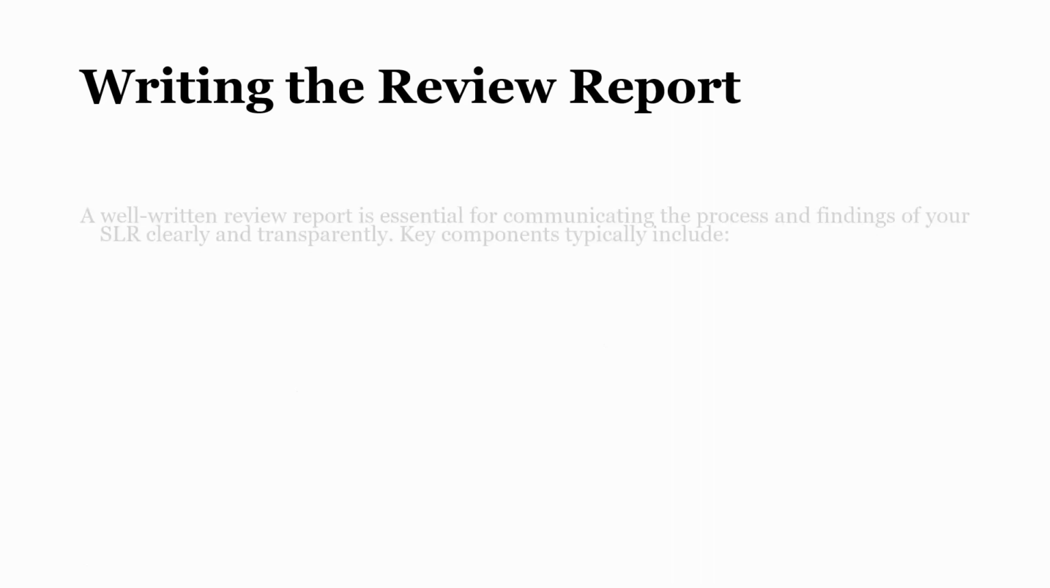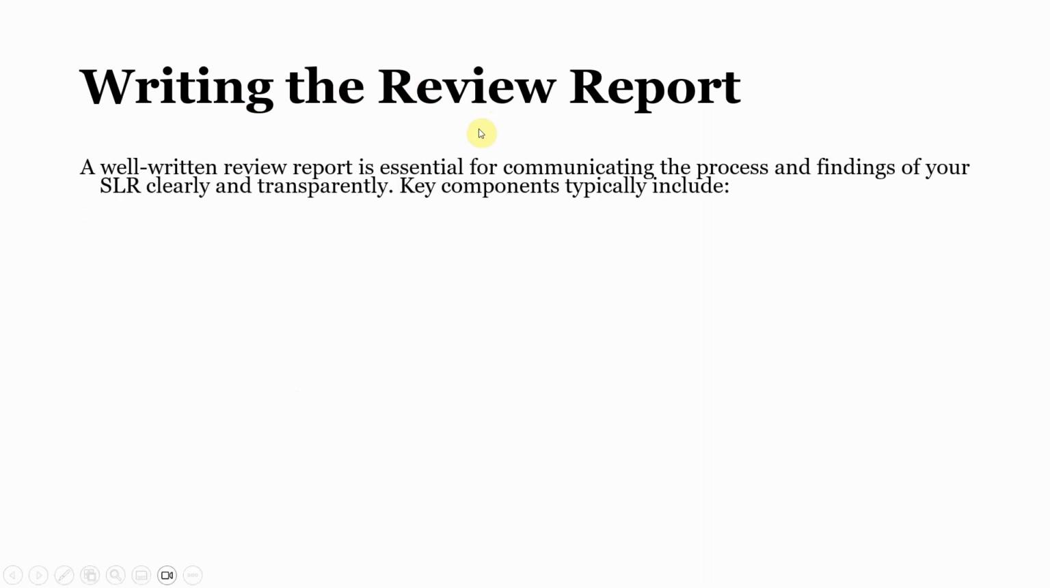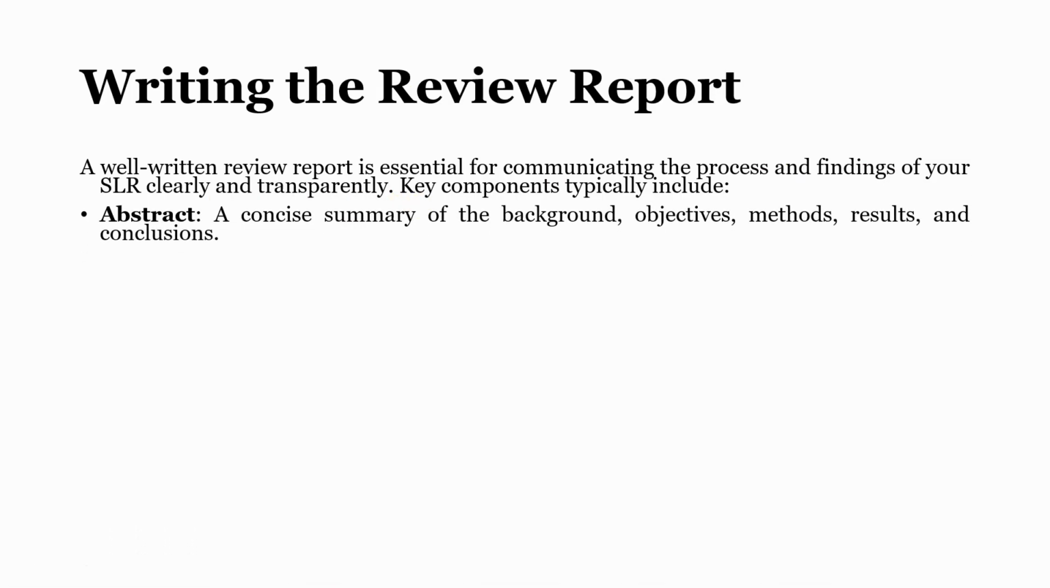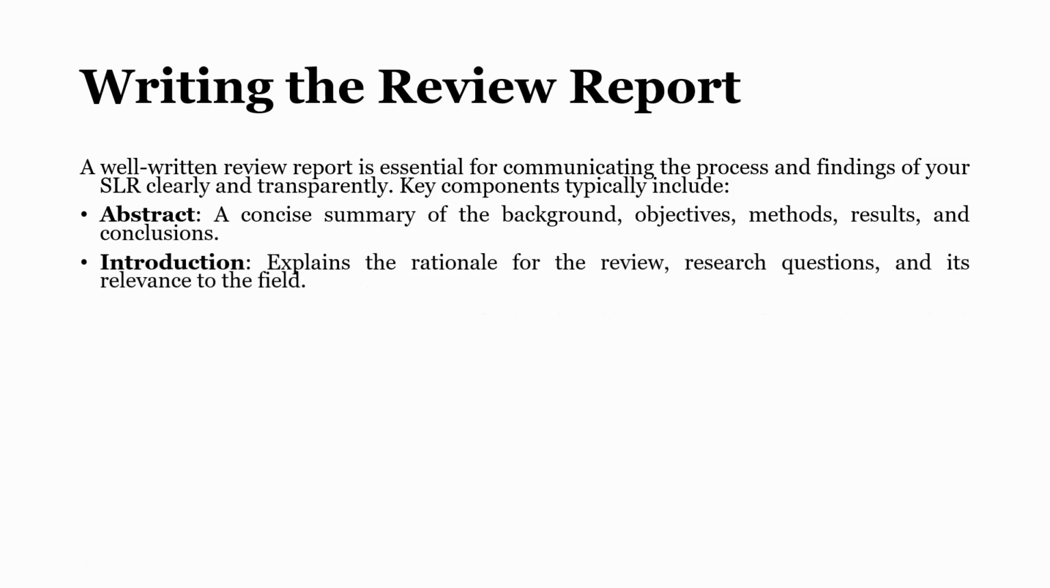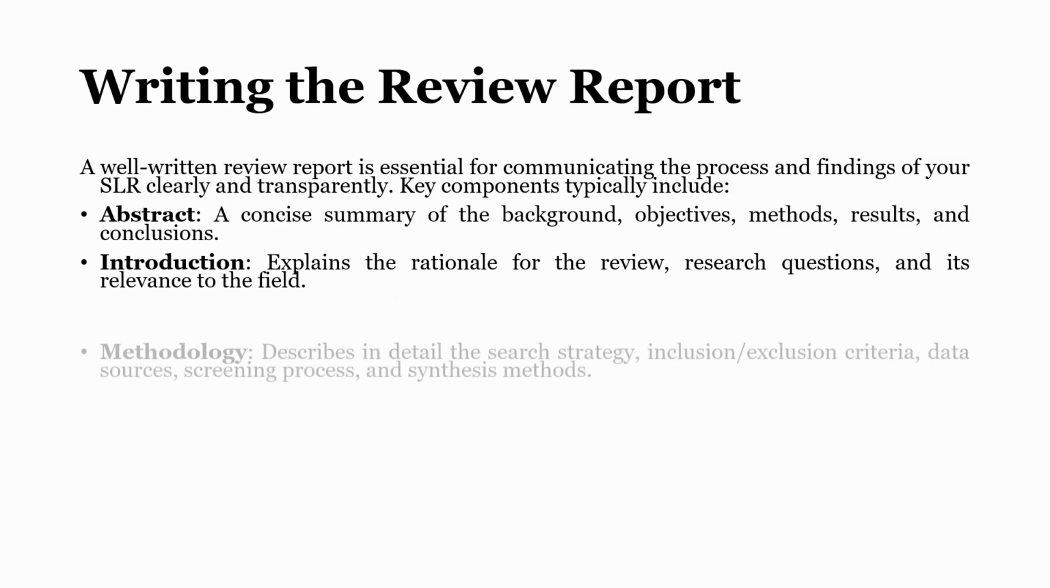Writing the review report. So, what's included? A well written review report is essential for communicating the process and the findings of your SLR clearly and transparently. Key components typically include an abstract, which is a concise summary of the background, objective, methods, results, and conclusions. You have an introduction. You explain the rationale for the review. You describe your research questions and how these research questions and that SLR are relevant to the field, if you are focusing on a specific field as well.